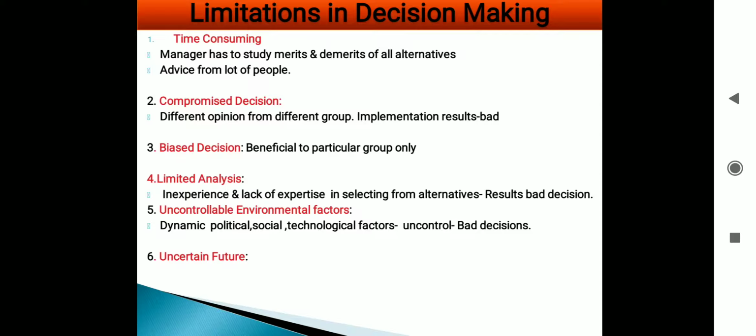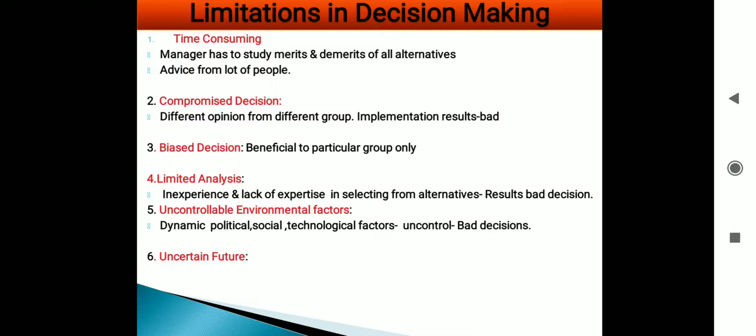Next is compromise decision. Different opinions will come from different people. So finally, if we go for implementation of all those opinions, the result will be bad. Next is biased decision. There is a chance of favoritism, so the manager can take a decision which is beneficial to some of his persons. Next is limited analysis. Due to inexperience and lack of expertise, the alternative solution selected may not be the best one. So that results in a bad decision.